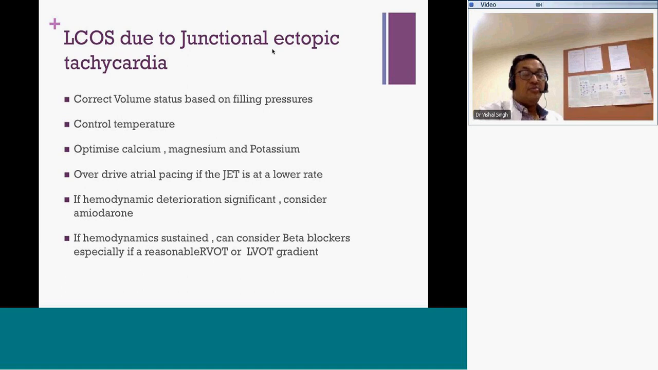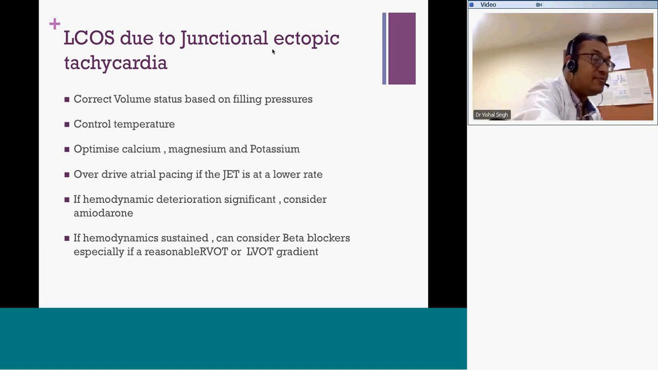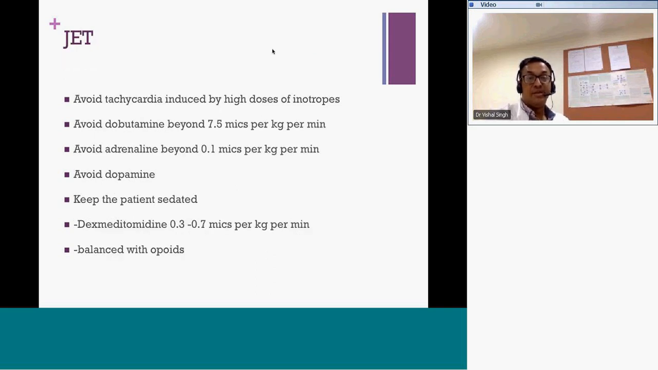Ectopic tachycardia is one of the most dangerous and resistant post-operative phenomena that we all see. Now, when it happens with junctional tachycardia, the checklist is: correct volume status, control temperature, optimize calcium, magnesium, and potassium, and overdrive atrial pace if the JET is at a lower rate. If hemodynamic deterioration is significant, consider amiodarone. If hemodynamics are sustained, you can consider beta blockers, especially if a reasonable RVOT to LVOT gradient is there.